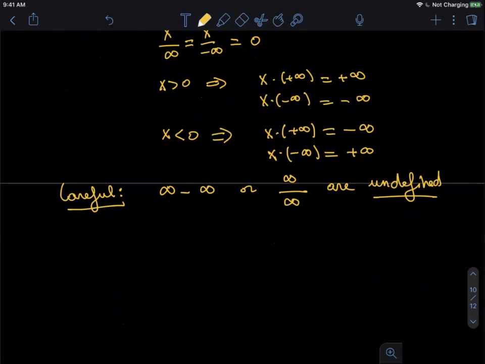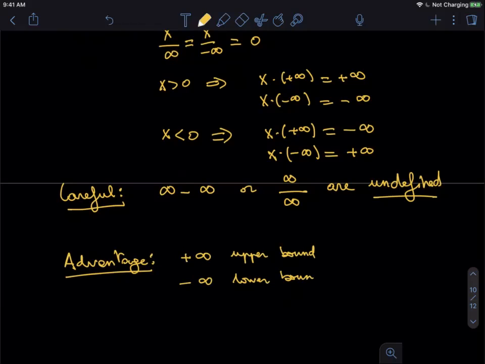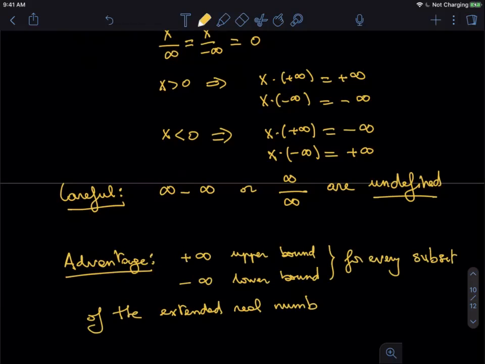Now, one advantage that we have now is that once we add these two symbols, plus and minus infinity, we have that they are an upper and lower bound for every subset of the extended real number system. Okay.